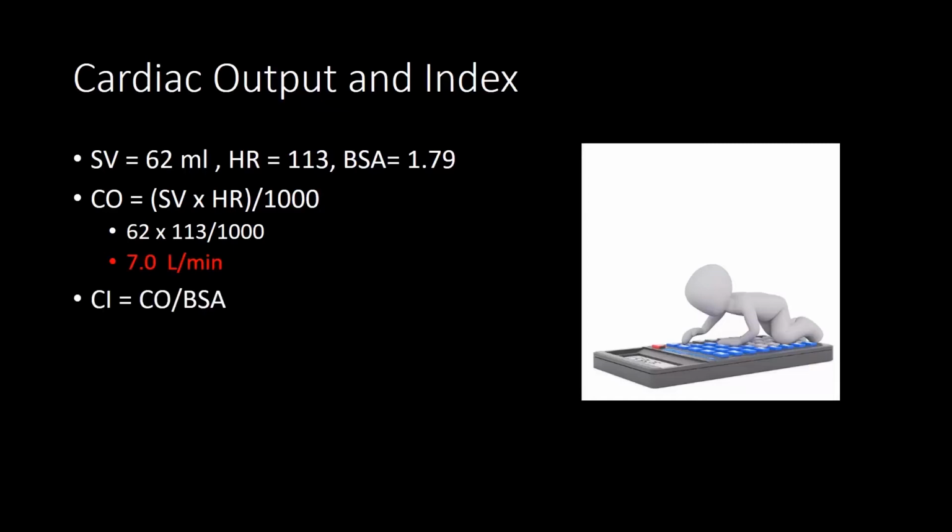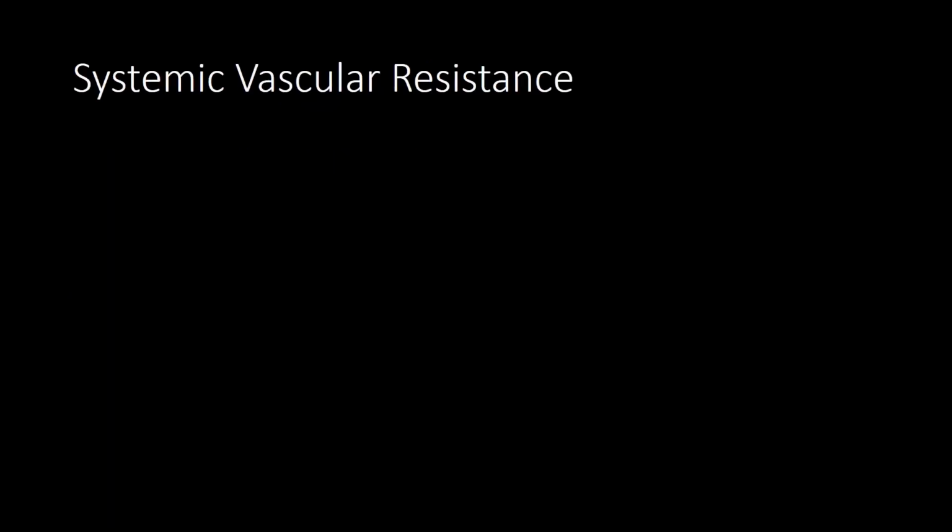And to obtain the cardiac index, you're going to take your cardiac output divided by your BSA, which is going to be 7.0 divided by 1.79 for a cardiac index of 3.9 liters per minute per meter squared. Which is high, right? So that's a high value.